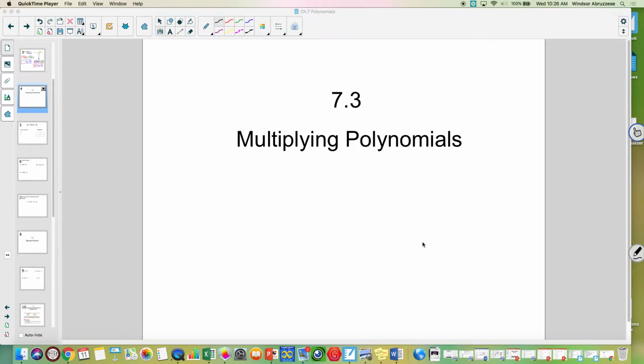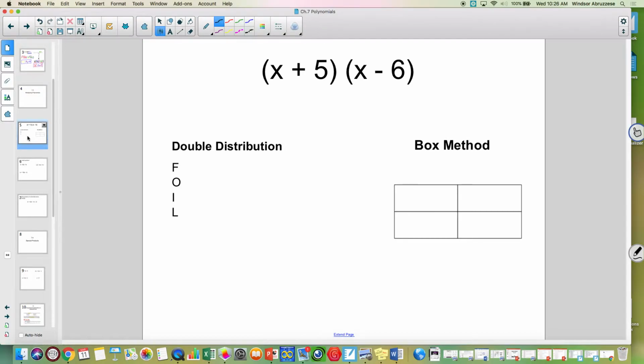Everyone. Today I'm going to show you how to multiply polynomials. So here I have two binomials and I'm going to multiply them together. There is no plus sign in between. They are two sets of parentheses right next to each other, so that means to multiply them. I'm going to show you two different ways to multiply them and you pick which way you like better.